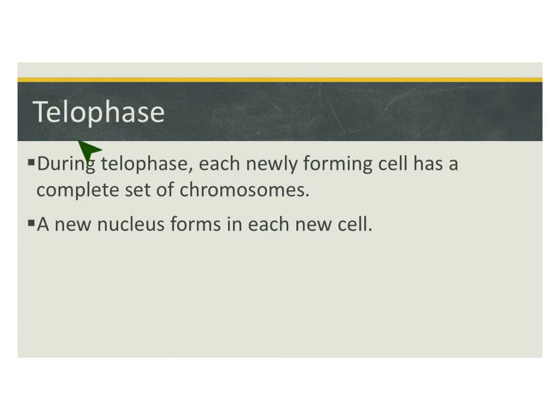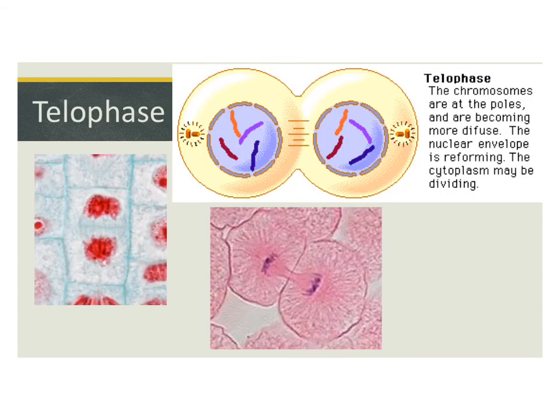During telophase, the next phase, this is actually the final phase of mitosis. Each newly forming cell now has a complete set of chromosomes, and a new nucleus begins to form around each new cell, so the process is ending. Here we have telophase. The chromosomes are now at the poles. Each centriole is at either side now, and this is going to become two new cells. Here we have an animal cell doing it. You have the chromosomes pulled apart, and now a new cell forming on either side, and here are plant cells doing the same thing.